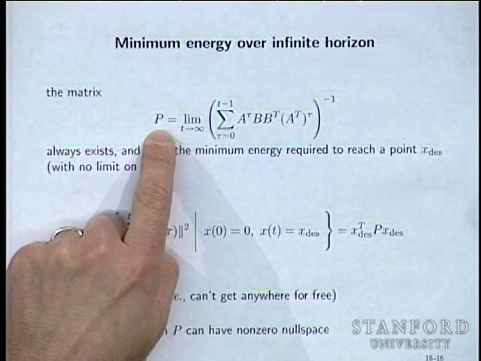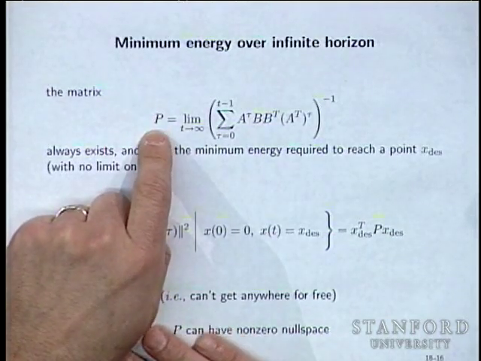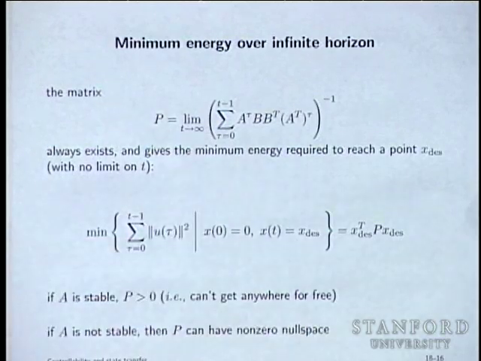That's what this matrix tells you. Now, by the way, if the system is violently unstable, P can be 0. That's extremely interesting. So it takes basically 0 energy to hit anywhere in a system that is violently unstable.